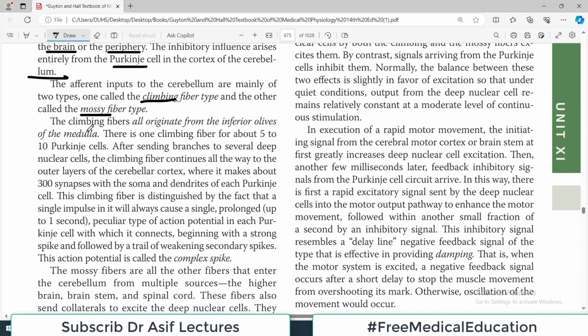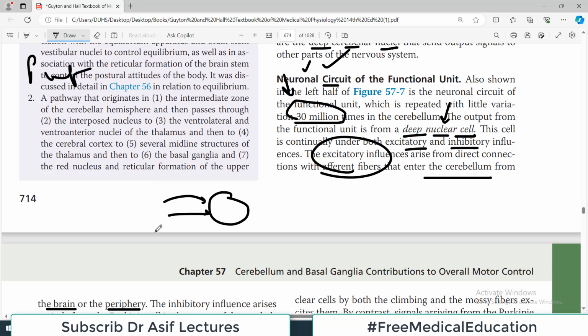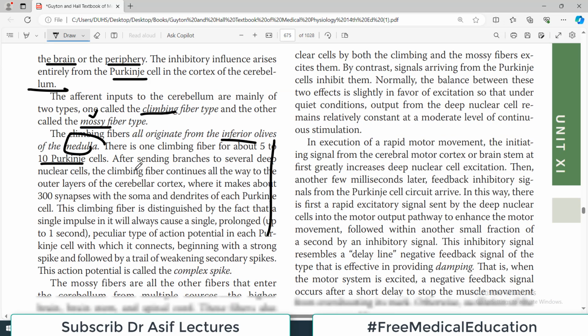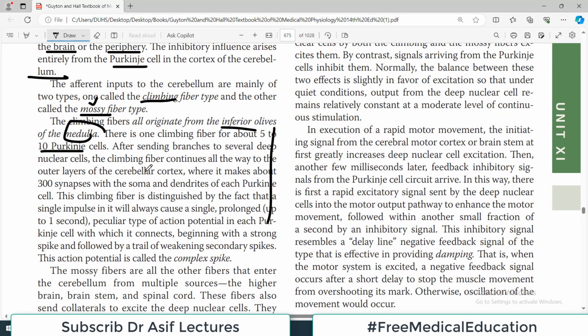Okay, the climbing fibers all originate from the inferior olives of the medulla. So they are coming from medulla, and there is one climbing fiber for about 5 to 10 Purkinje cells after sending branches. So this information you can actually skip, but the piece of information which is very important for you is the fact that cerebellum में input आ रहा है दो तरह के fibers से. So one set of fiber is known as the climbing fiber, the other one is mossy fiber. Climbing fibers are largely coming from medulla.